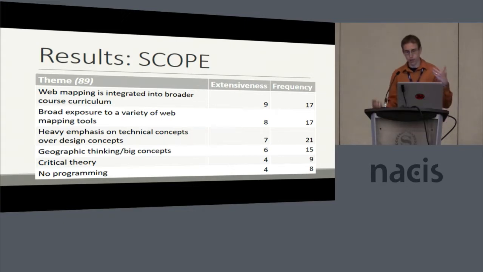And something that I hadn't really anticipated was a lot of people using web maps to promote critical thinking skills or bigger concepts. And that fits with that first one of web mapping being a means to a broader end. And 4 people, 20%, a fifth, brought in critical theory as a key component of the course. And also a fifth of my respondents didn't have any coding or programming whatsoever in their web mapping courses. They were just using those integrated platforms like ArcGIS Online.